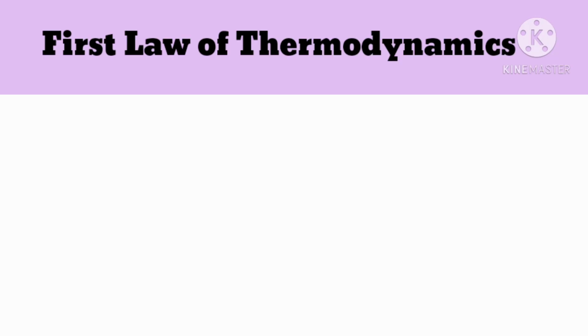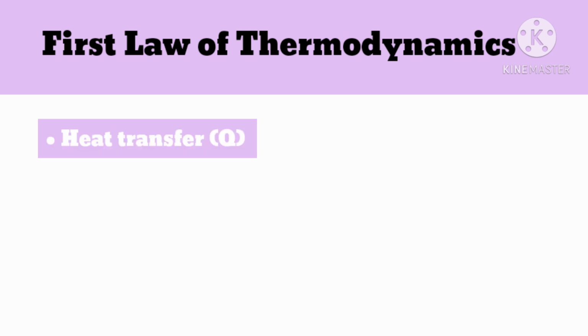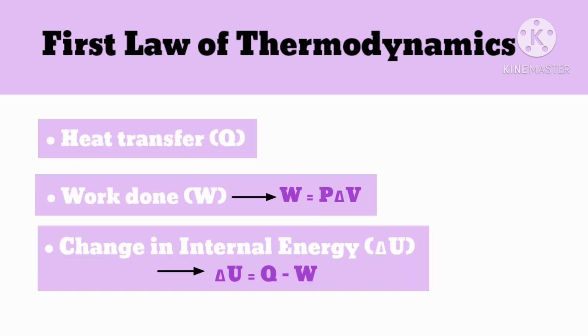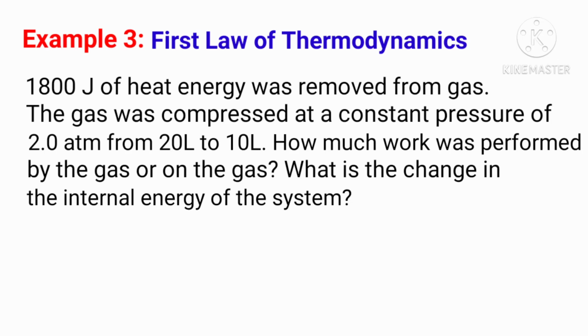The first law of thermodynamics gives the relationship between heat transfer, work done, and the change in internal energy of a system. These three are known as the thermovariables of this law. 1,800 joule of heat energy was removed from a gas. The gas was compressed at a constant pressure of 2.08 atm from 20 liters to 10 liters. How much work was performed by the gas or on the gas? Calculate the change in the internal energy of the system.